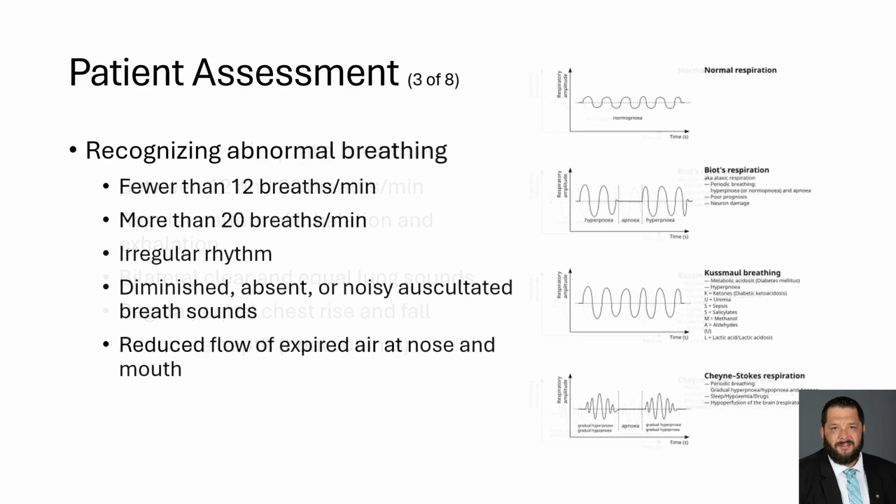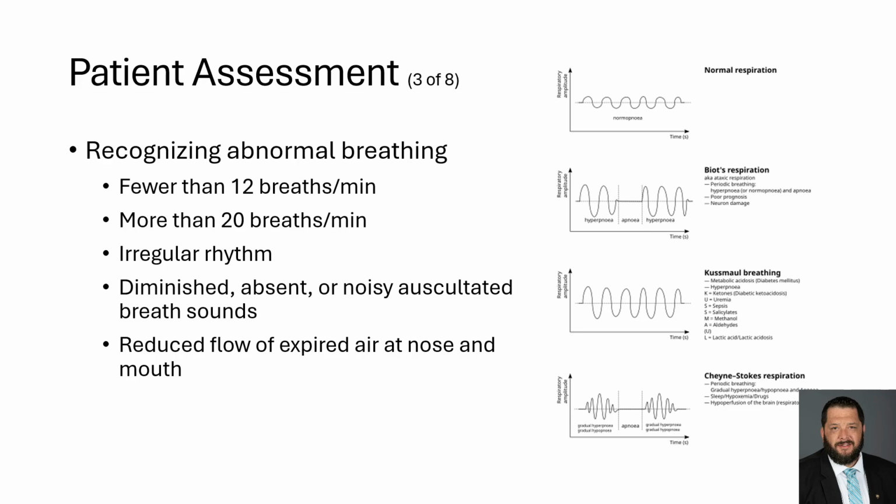Abnormal breathing is hallmarked by any variation in those. So fewer than 12 breaths per minute would be inadequate breathing. More than 20 breaths per minute could be inadequate breathing. Or an irregular rhythm, and you can see on the slide here, there are a couple of different irregular rhythms that are more commonly referred to in EMS. You can see that you've got Biot's respiration, and this is the second one on the right-hand side of the screen. This is a phase of what's called hyperpnea, or rapid breathing, followed by a period of apnea, no breathing, followed by a period of hypopnea, slow breathing.